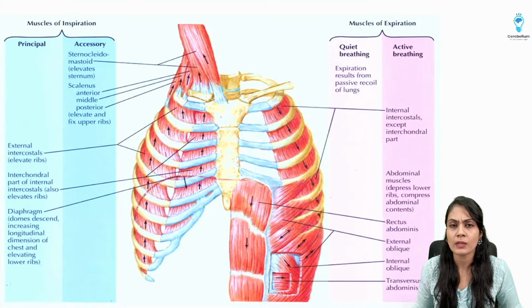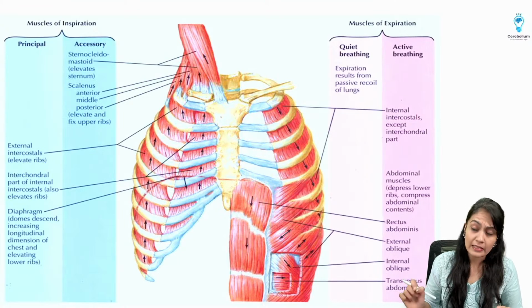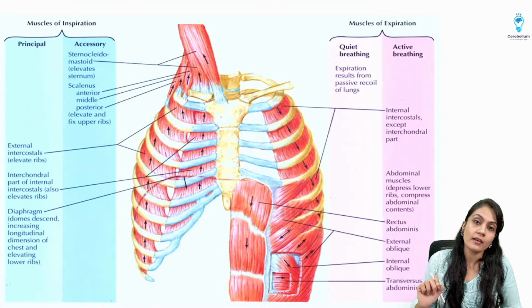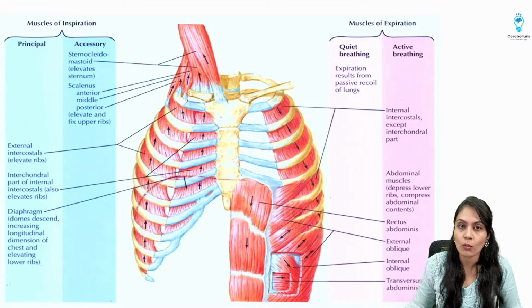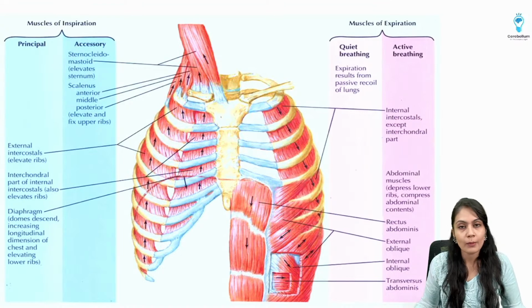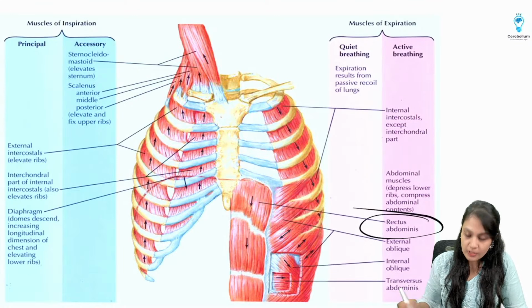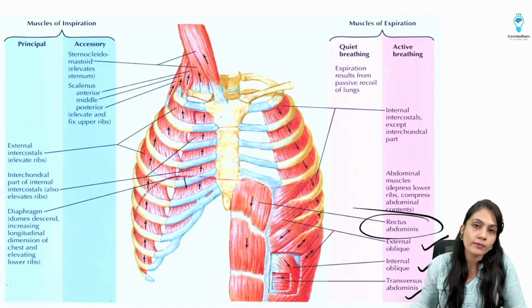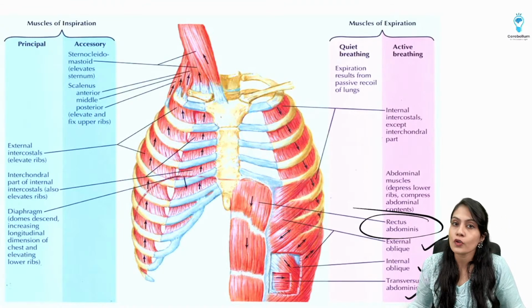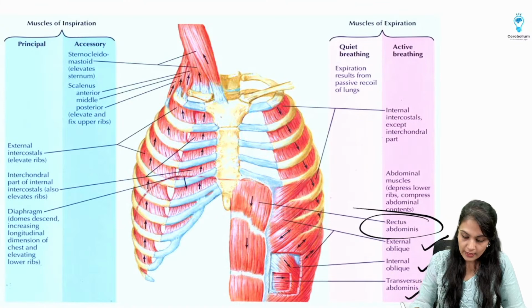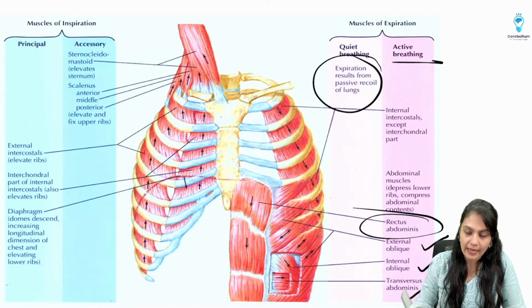Yesterday someone asked me in the comments about other muscles. Yes, other abdominal muscles other than the rectus muscle also help. Okay, so it's not that only rectus is going to help. As you can see over here in the diagram, the rectus abdominis is going to help us, but other than that, the external oblique, internal oblique, and transverse abdominis, all of them are going to help us in the forceful expiration. Right, so you can see over here quiet and active breathing.